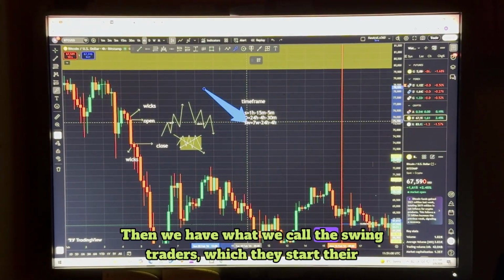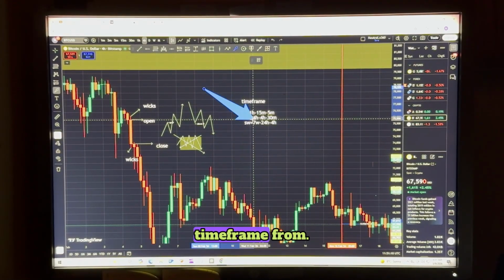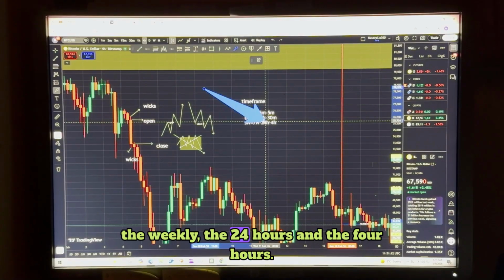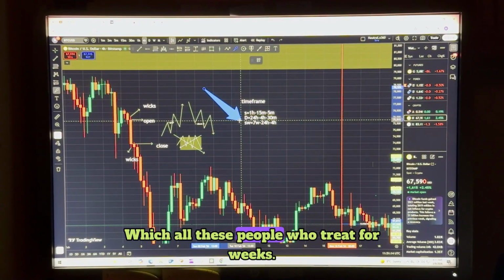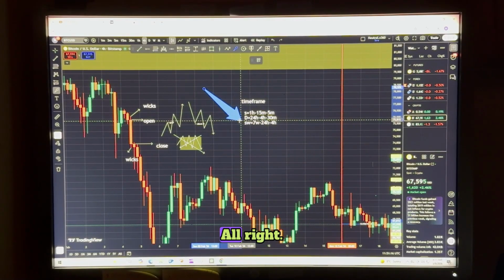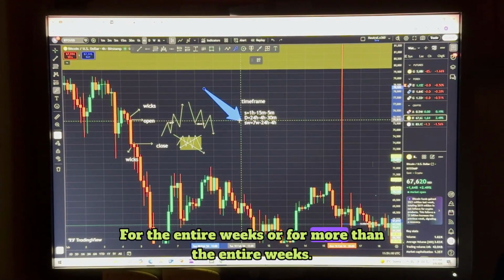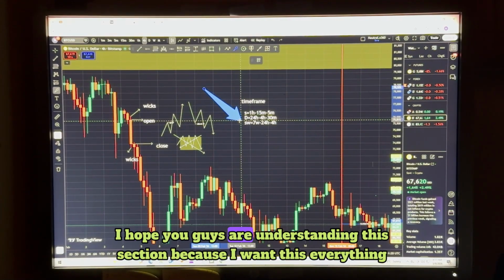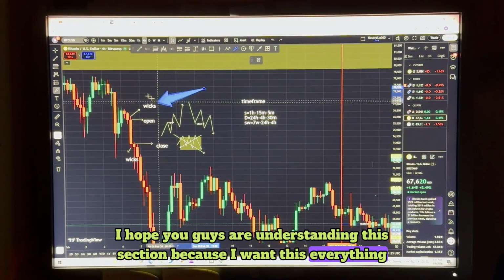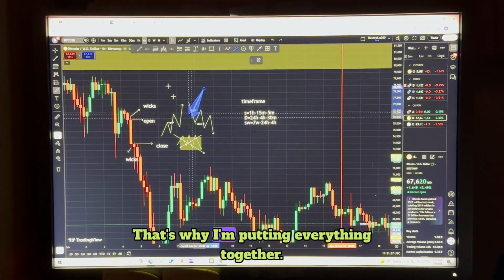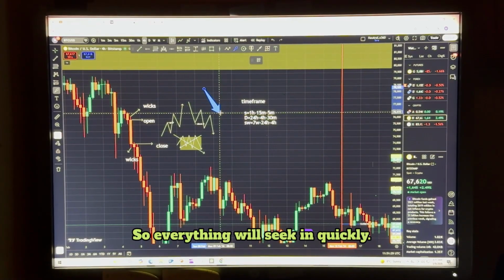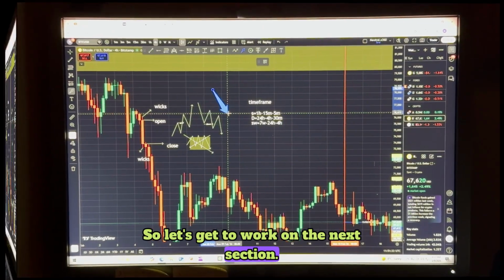Then we have the swing traders, who start their time frame from the weekly, the 24 hours, and the 4 hours. All these people trade for weeks, for the entire weeks or for more than the entire weeks. I hope you guys are understanding this section, because I want everything here to sink in. That's why I'm putting everything together, so everything will sink in quickly. Let's get to work on the next section.